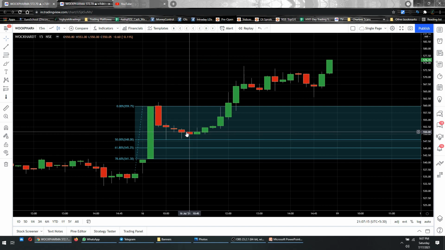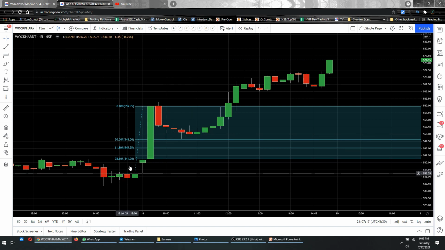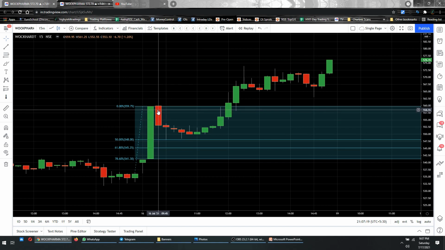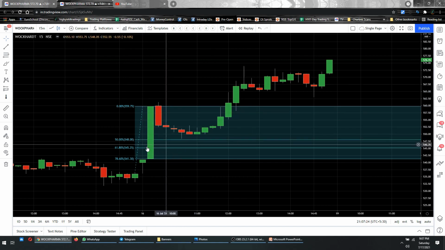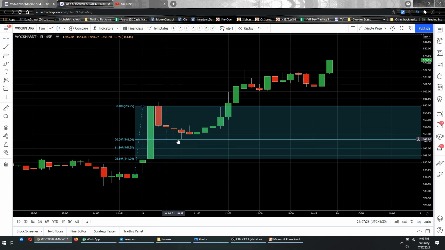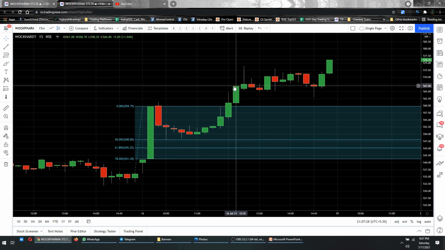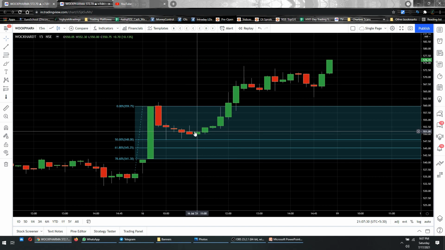Okay, so from the Fibonacci retracement, you came to know that it might come down till 50% and then it can take a support at the 50% retracement level and then it can shoot up further. The same thing happens here as well. One more point I'm forgetting here.